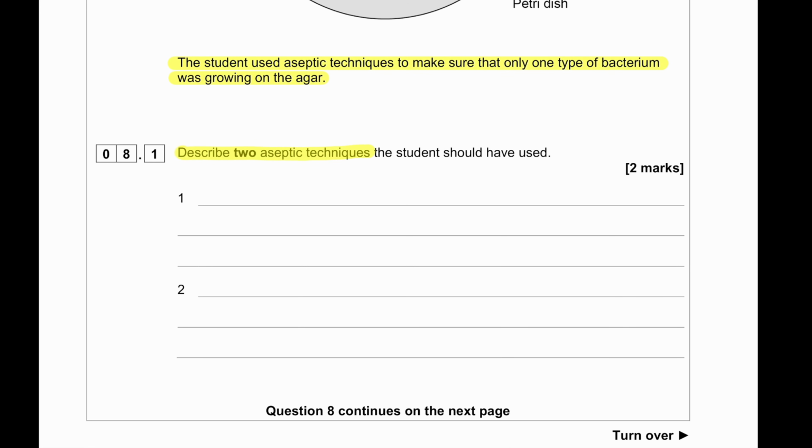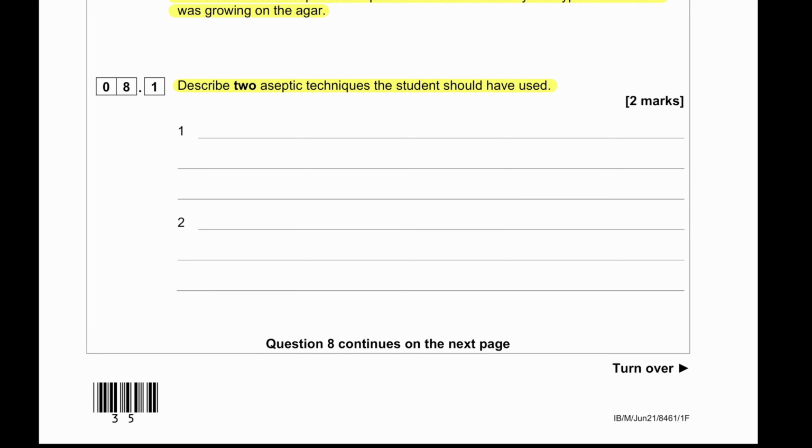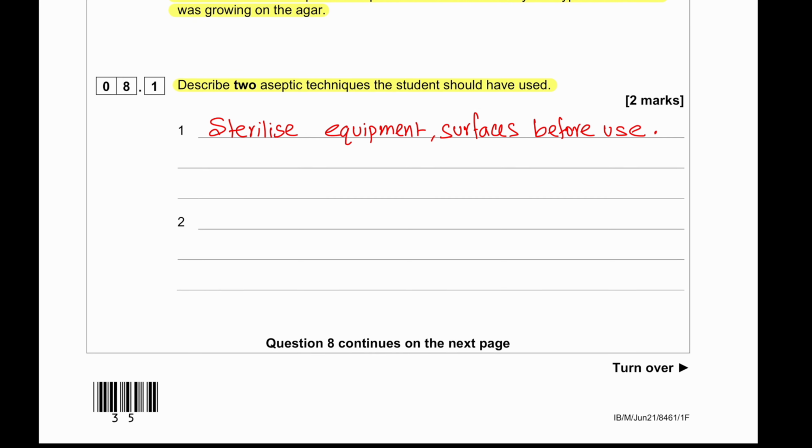Describe 2 aseptic technique the student should have used. Guys, when we are asked about aseptic techniques, we mainly need to think about sterilization. So we must use sterilized equipment, and sterilize the surfaces before we use it. We need to use sterilized agar that does not contain any bacteria from before. So we need to heat it to a higher temperature to kill all of the bacteria.